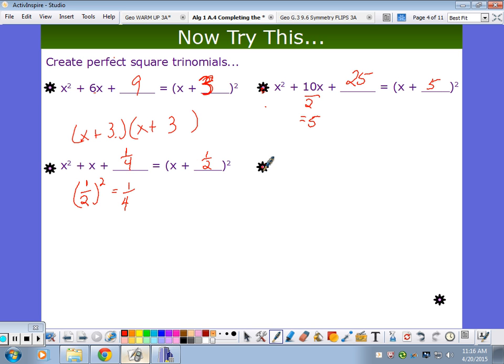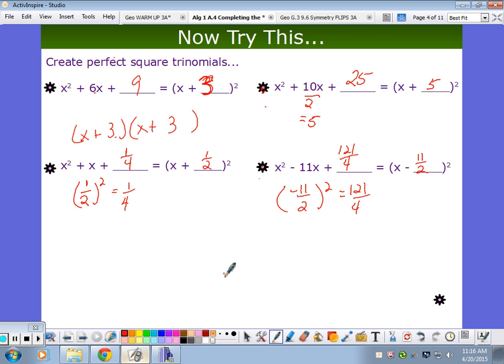This one is really not working so well. All right, what happens with this one? You divide the number by 2, which is 11/2. And then you square that, which is 121/4. So this is 121/4. What goes here, and I put a minus sign, minus 11/2. Whoa!